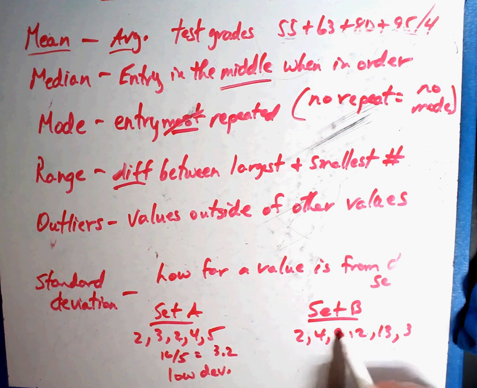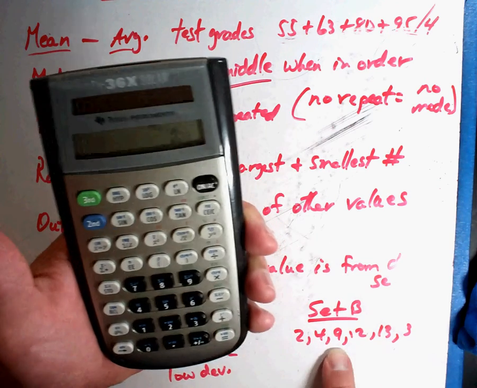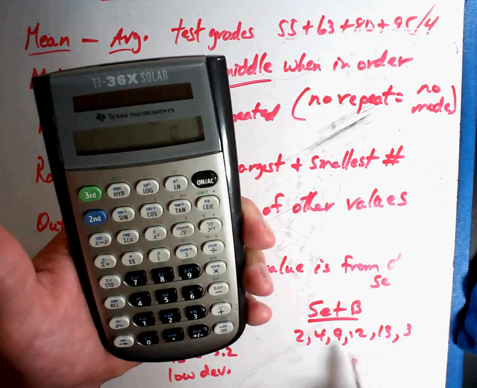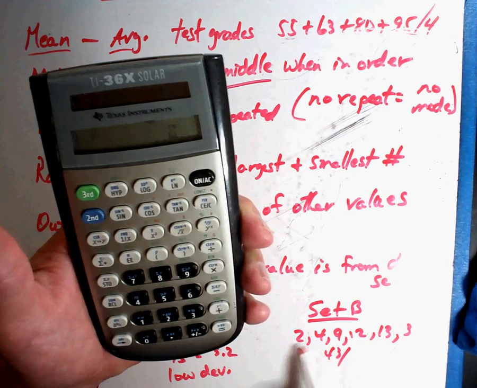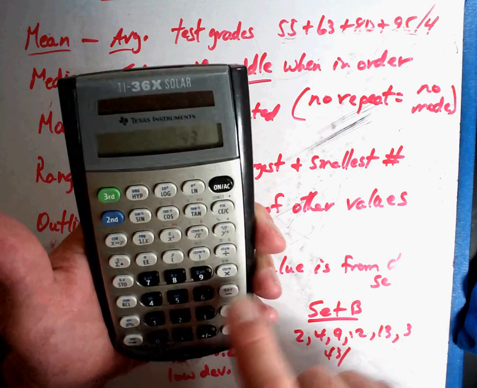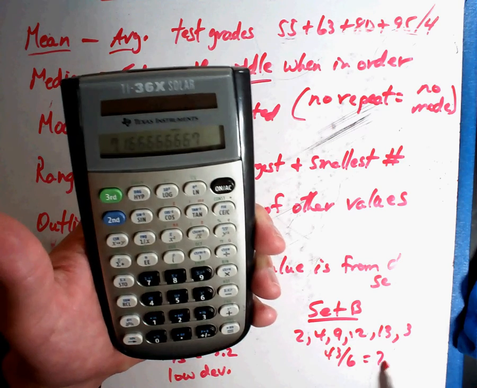But if I take and add all of these numbers, 2 and 4 is 6, and 9 is 15, 15 and 12 is 27, that's 40, that's 43. So if I take 43 divided by 1, 2, 3, 4, 5, 6, 43 divided by 6, I'm going to get 7.2.